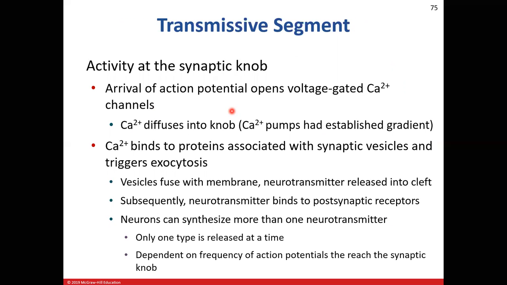So that then moves us to the transmissive segment. And so now we're at the synaptic knob, where we're going to go ahead and release our neurotransmitter. And again, this will be very similar to what we've already talked about in our muscle contraction. We have the arrival of the action potential, and it's going to open voltage-gated calcium channels. The calcium channels allow the diffusion of calcium into the cell.